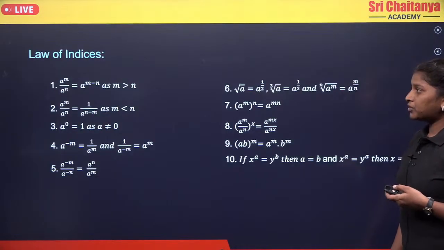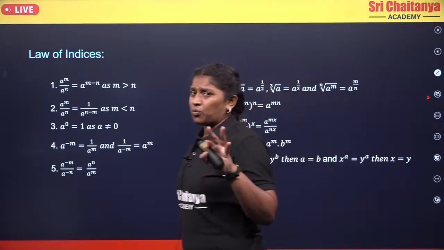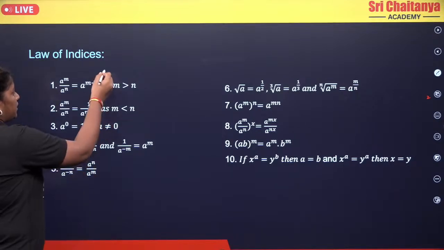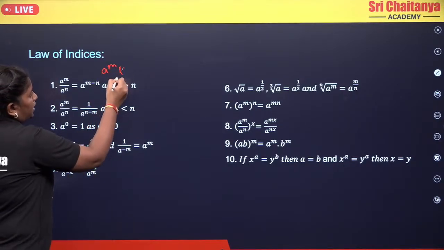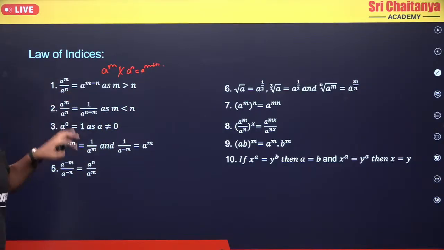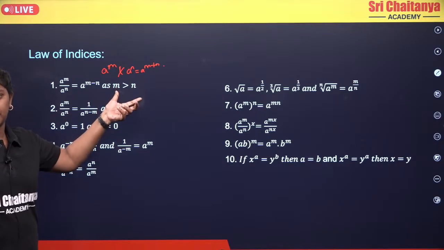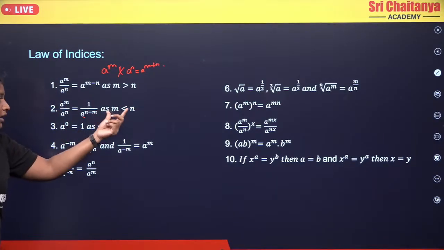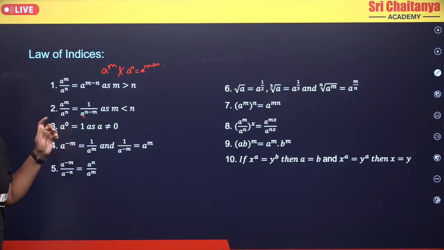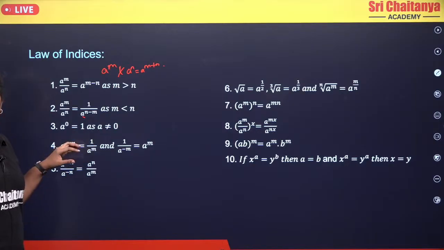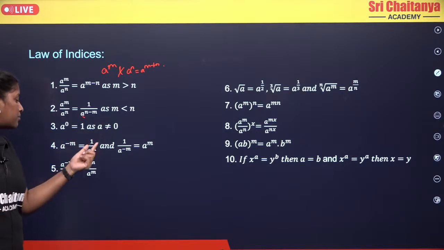Clear? Now moving to the next, we will just recap the laws of indices we are having. We can start with our basic formula, a to the power m into a to the power n equals a to the power m plus n. In the same way, if we are having the division, it will be a to the power m minus n, where the condition is m should be greater than n, and we will get 1 by a to the power n minus m if we are having m less than n. Anything to the power 0 will be 1, and a to the power minus m, if you are having the negative power, we can write it as 1 by a to the power m.